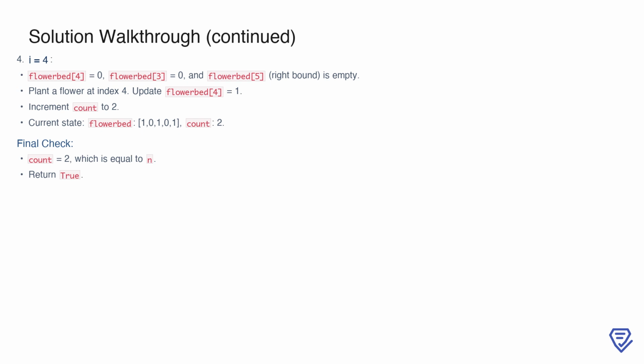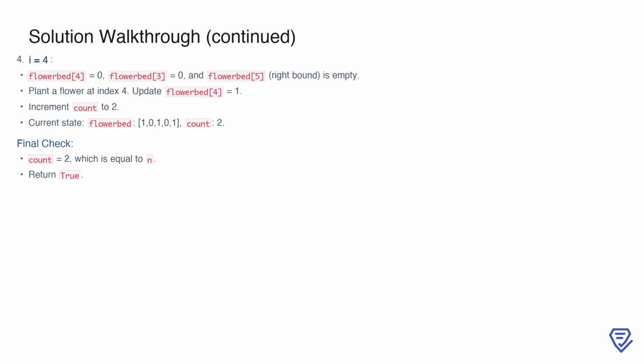Finally, we evaluate index 4. The spot is empty, and both its neighbors are suitable for planting. Flowerbed 3 is empty, and the right boundary beyond index 4 is also considered empty. This means we can plant a flower at index 4. We update flowerbed 4 to 1 and increment count to 2.